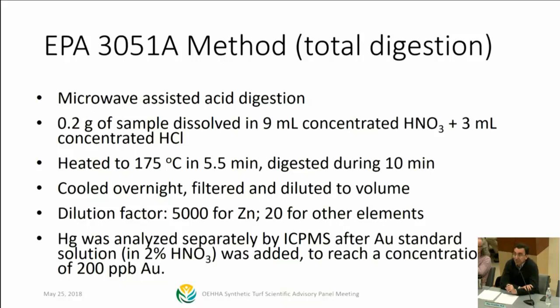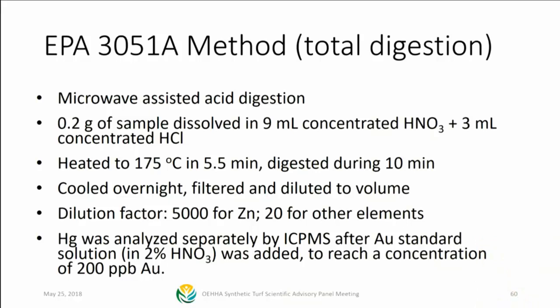Then the extract was heated to 175 Celsius, the ramp was about 5.5 minutes, and then it was digested for about 10 minutes and cooled overnight before being filtered and diluted. And we use different dilution factors, considering that zinc is an element that was present in a fairly high concentration, so it had to be diluted further, and then another lower factor for the rest of the elements.